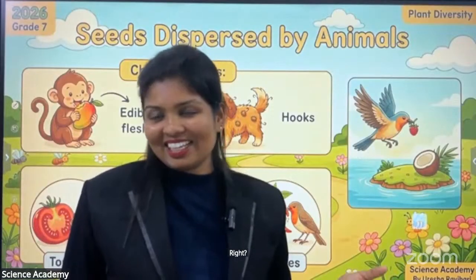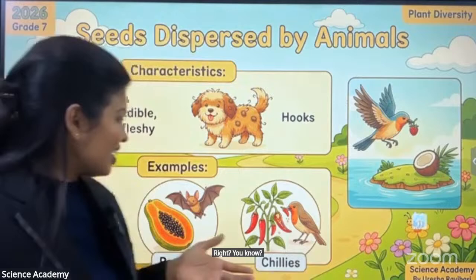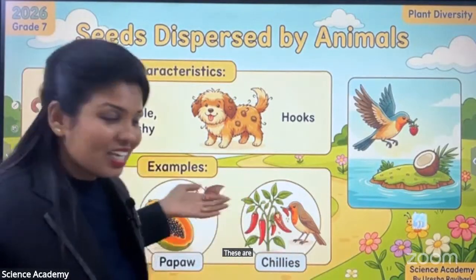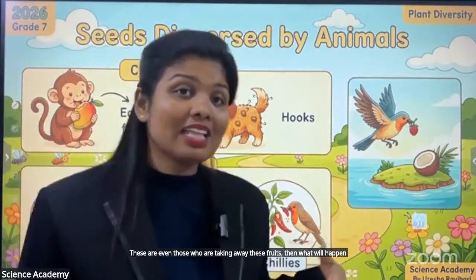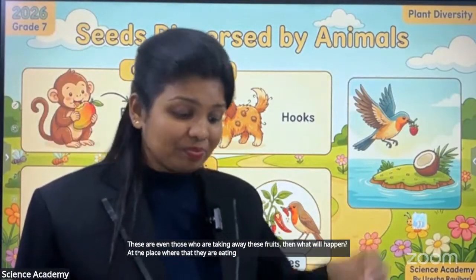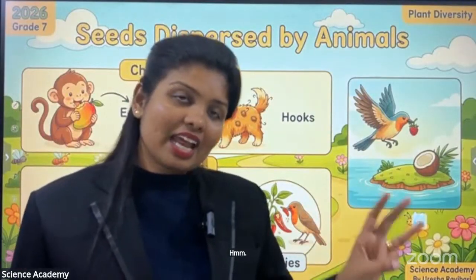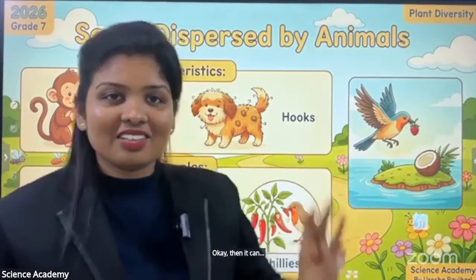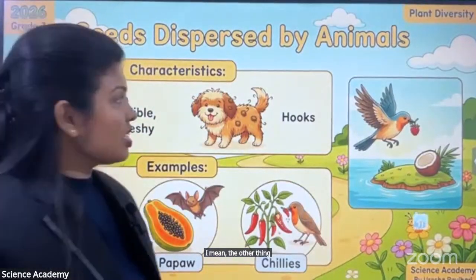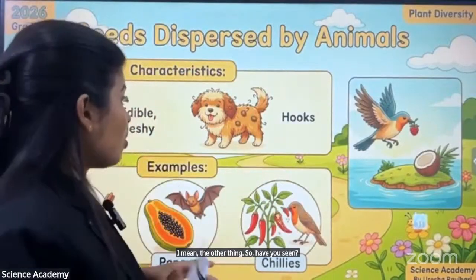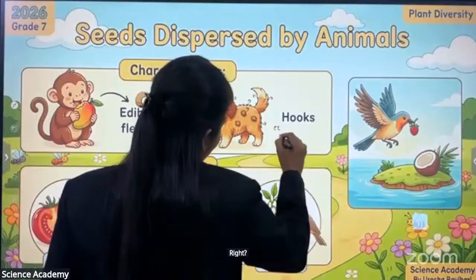So here, children, these animals are also taking away the fruits. Then what will happen? At the place where they are eating it, they shed the seed. Then it can disperse. And what is the other thing? Have you seen the seeds called Nagadaran? Nagadaran.